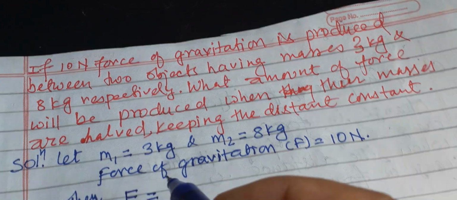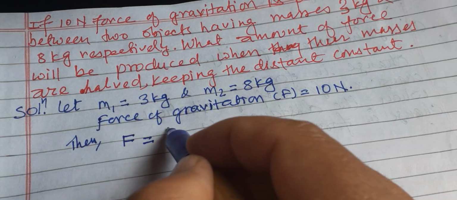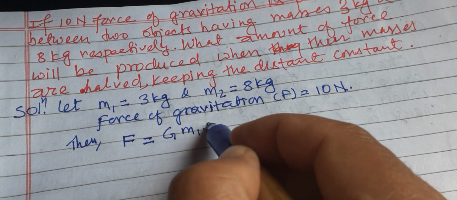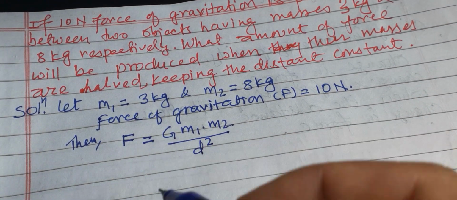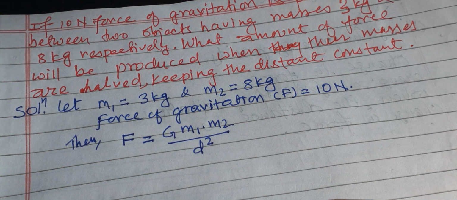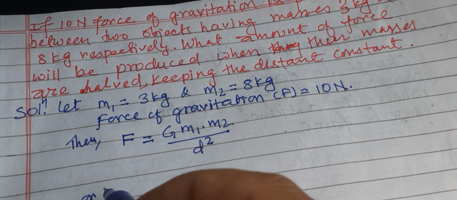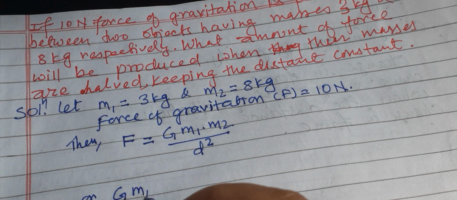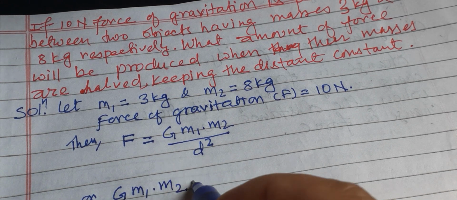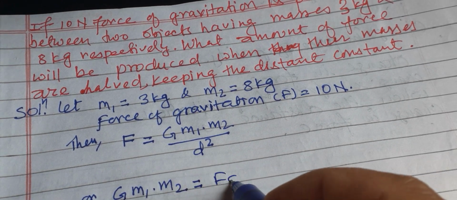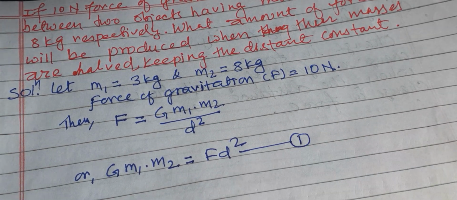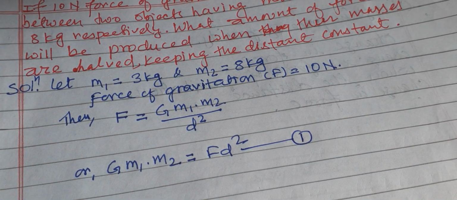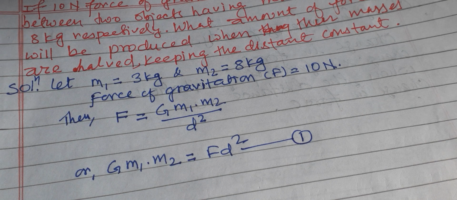Then F equal to G times m1 into m2 by d square. Or from this we write, G m1 times m2 equal to F d square. Don't put the values, okay? You find it like this, F d square.